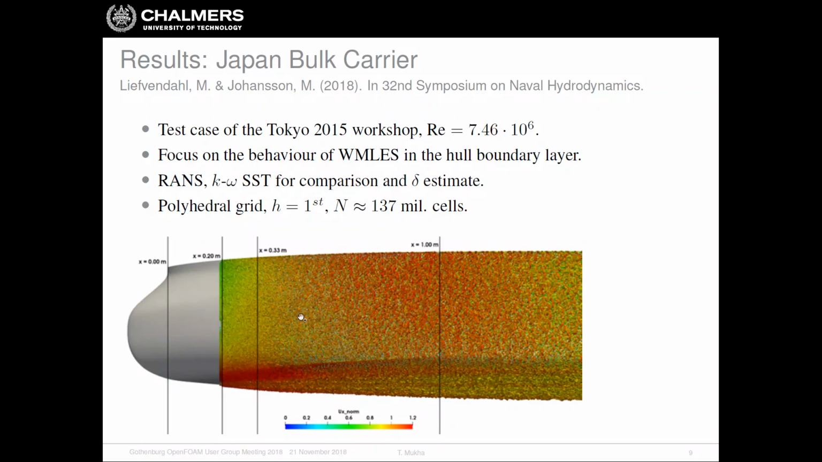What they focused on here is looking at the behavior of wall-modelled LES in the boundary layer that we get on the hull of this ship. So they didn't look that much at the wake and things like that, but focused on whether we can get an accurate solution for the hull TBL. To provide a comparison, they also simulated the same flow with RANS using k-omega SST, which was also what they used to get the delta estimate that we need to create the mesh.